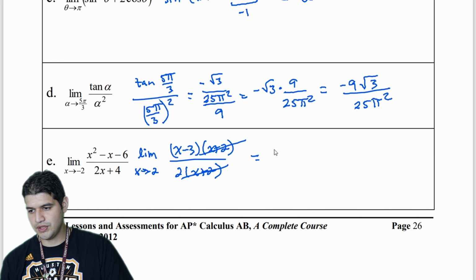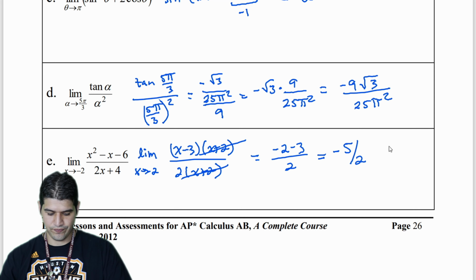So let's just substitute in negative 2. So negative 2 minus 3 over 2. And I have negative 5 halves.